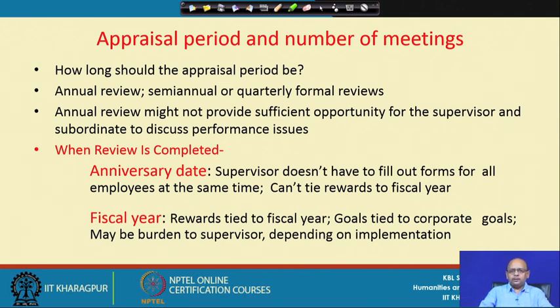So, both of them are used, either the fiscal year or the calendar year, whatever it is, or it could be from the date of joining of the individual. So, suppose I have joined on 1st July. Then my evaluation will take place from 1st July to 30th June. Okay. So, this is what we know as anniversary dates. It is always good to go for anniversary dates, because there you have an opportunity to evaluate employees at different periods of time, because not everybody is going to join on the same date.